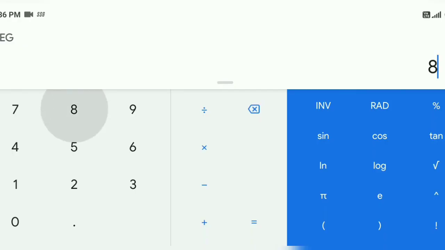Come, let's verify. 8600 into 4%. We got 344, the same answer.